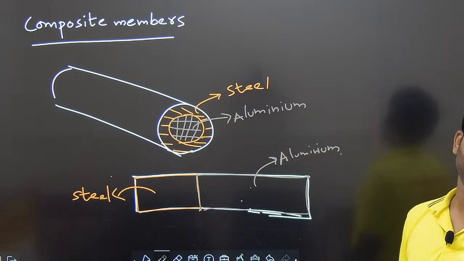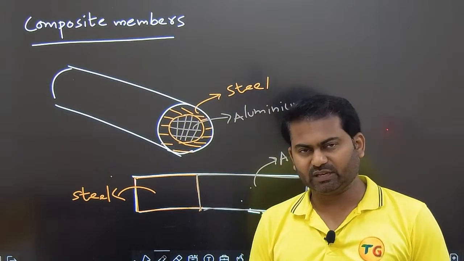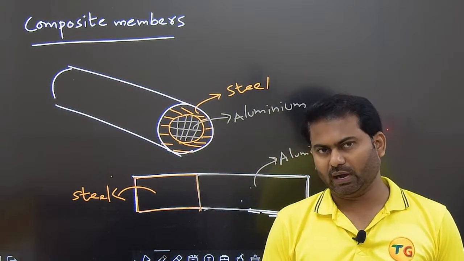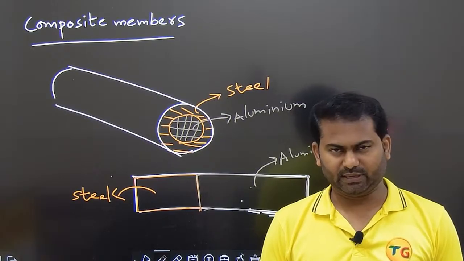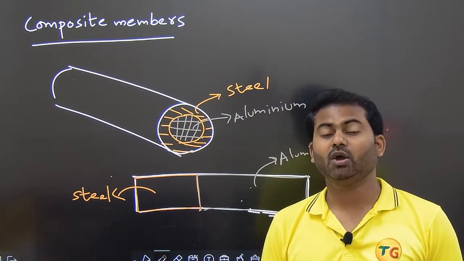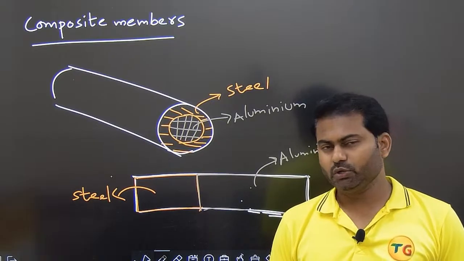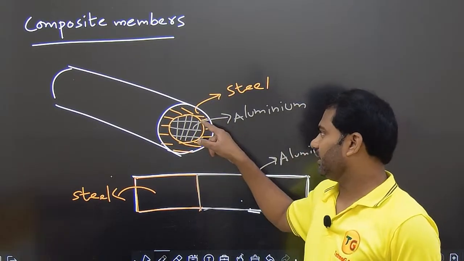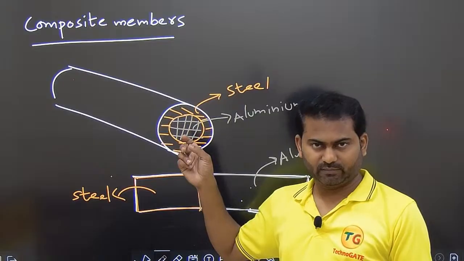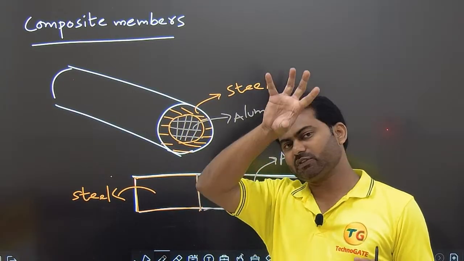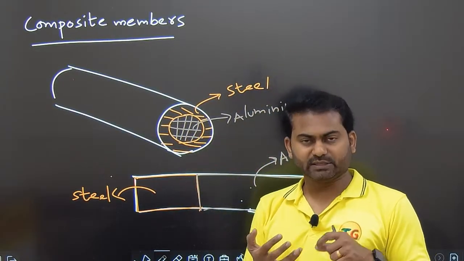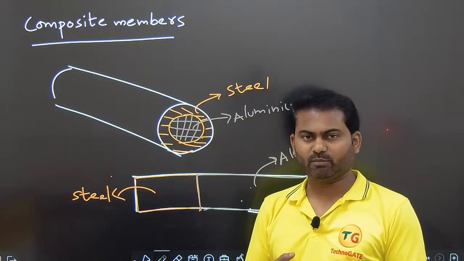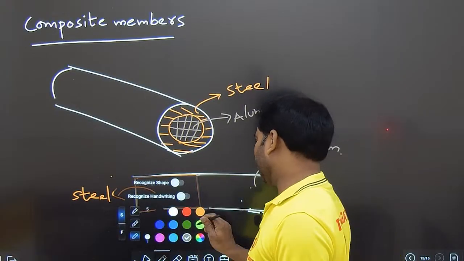In the next video we will discuss how to deal with composite members when you are applying some loads on them. Some difference will come, the formulas differ, because as the material is different, the metal properties are different. I told you, every metal will have its unique values of Young's modulus, rigidity modulus, bulk modulus, shear modulus. Understood?